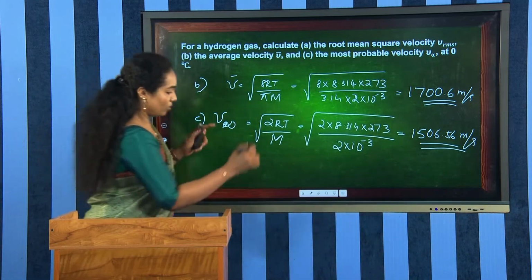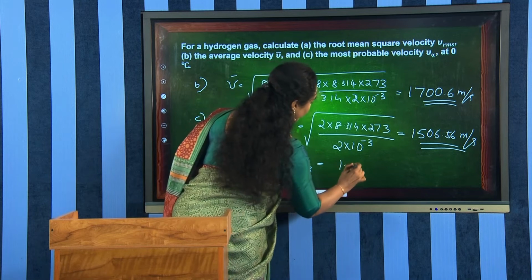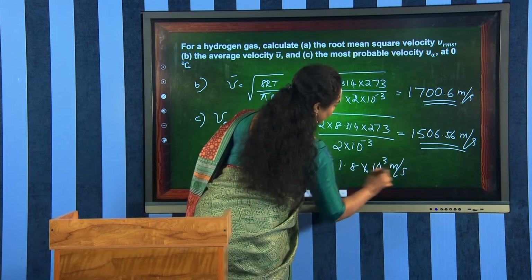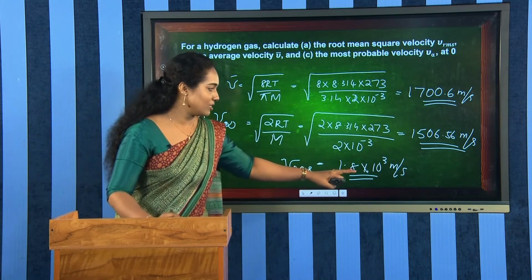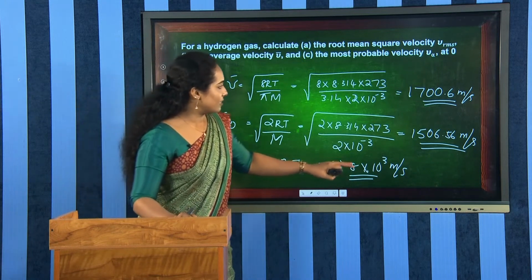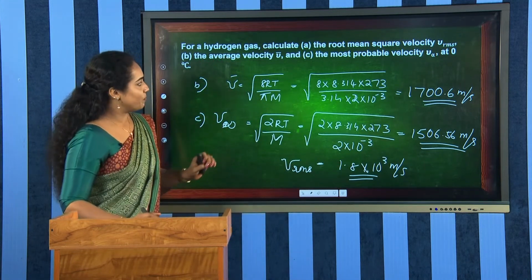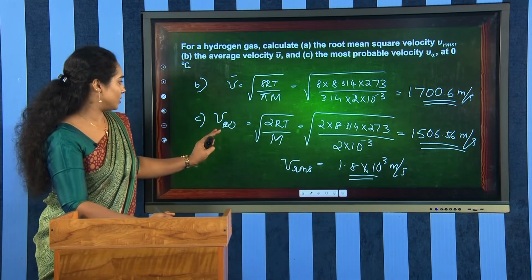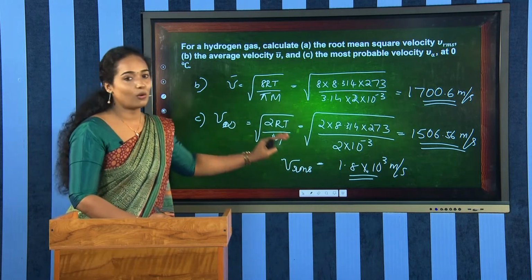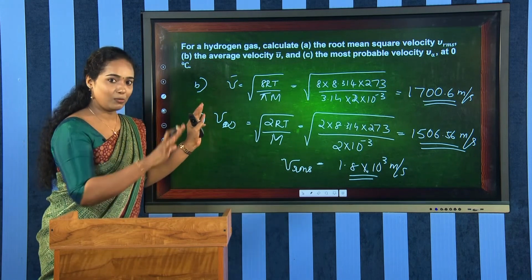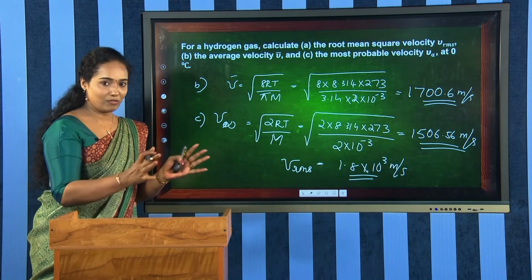And we have already derived that mu RMS is equal to 1.8 into 10 raised to 3 meter per second. Now, comparing these values, we can see that the mu RMS value is highest, that is 1.8 into 10 raised to 3 meter per second, the next highest is mu average, and the least value is for mu alpha, that is for most probable velocity. From this problem, the values can be correlated to our Maxwell distribution graphical representation. So, these values are consistent with what we have seen so far.